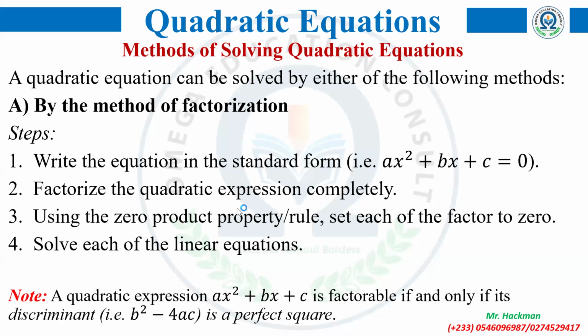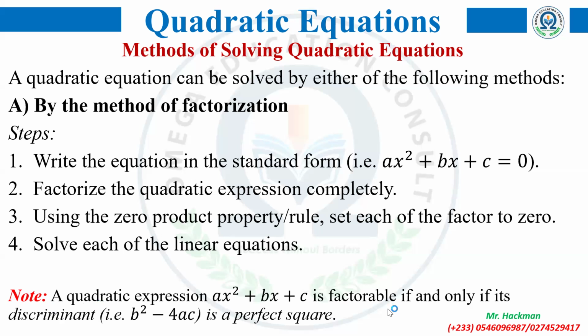Then 2, factorize the quadratic expression completely. This is the quadratic expression, and we will factorize it completely if you know the technique for solving quadratic equations. Then 3, using the zero product rule, set each of the factors to 0. A quadratic expression, if factorable, will factorize into 2 linear factors. So you set each of the linear factors to 0, then you solve each linear equation. Please take notes.